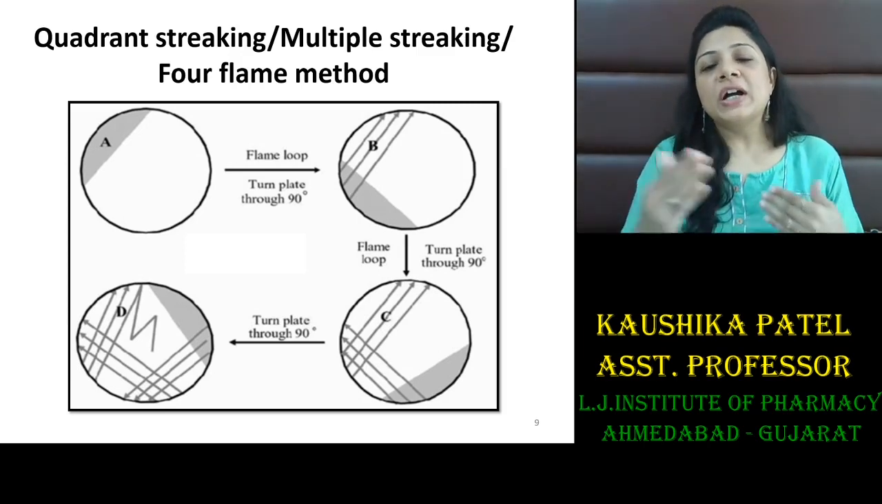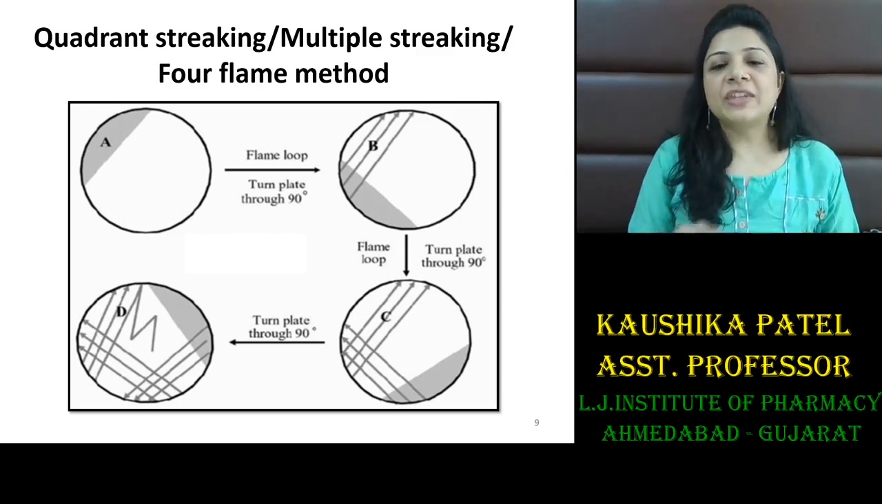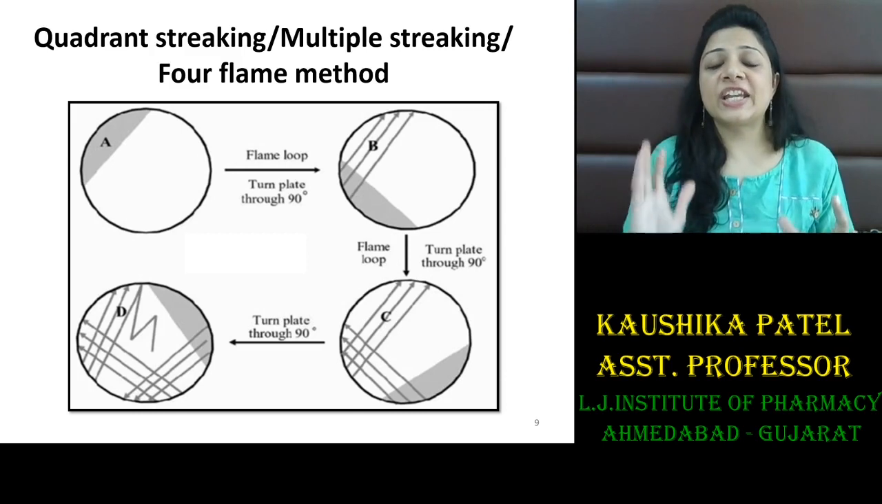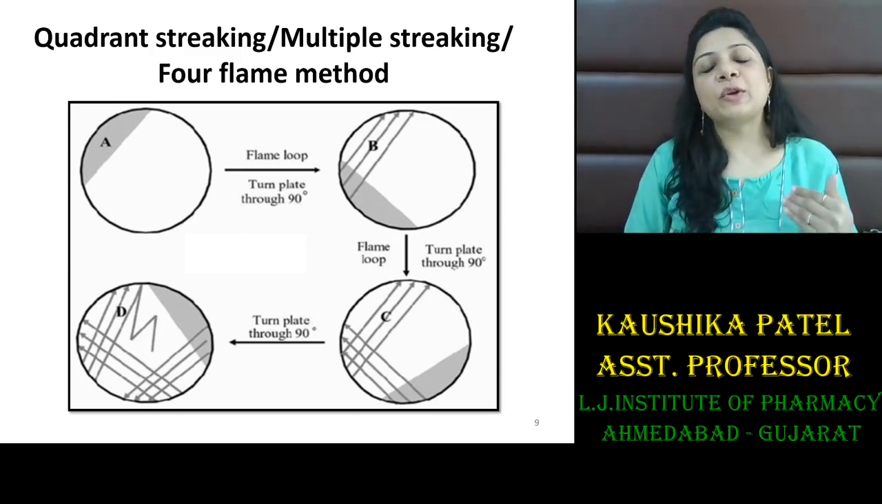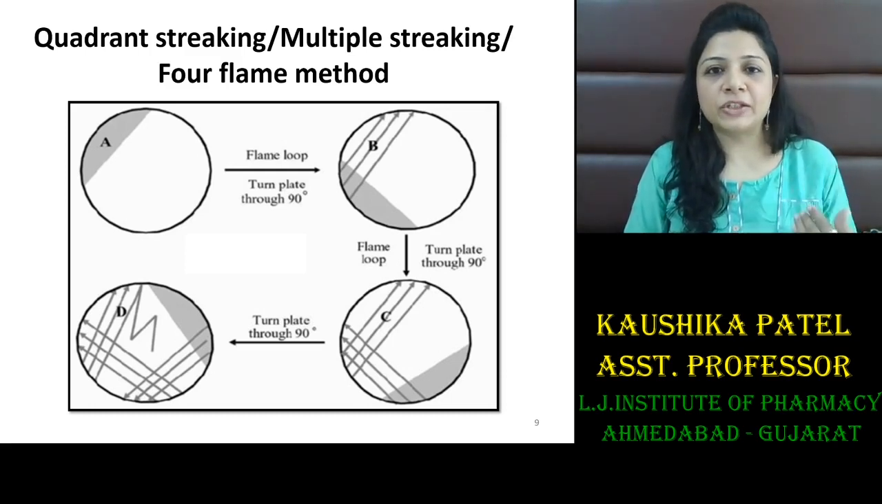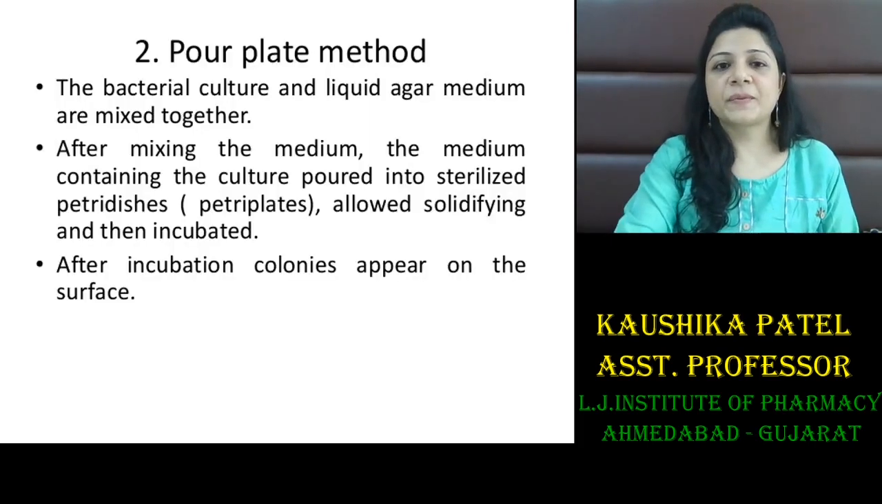You streak in one section, sterilize the loop, then from the common region you streak in the next section, then in the third section and then in the fourth section. Like this, you decrease the microbial load 4 times during the process. It is one of the most important and perfect methods for the isolation of microbial cells.